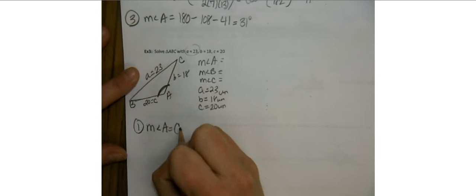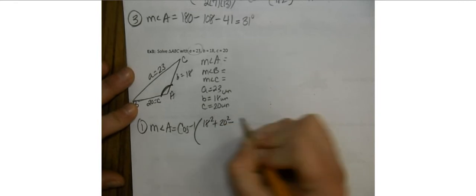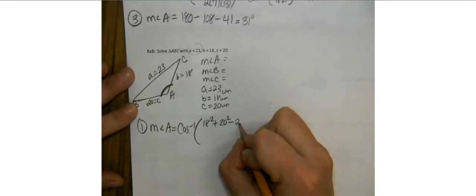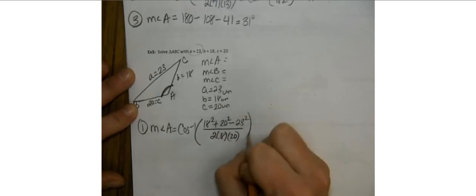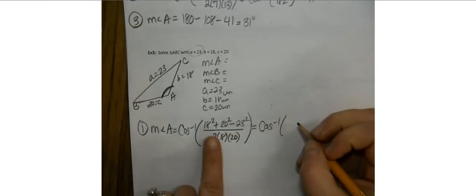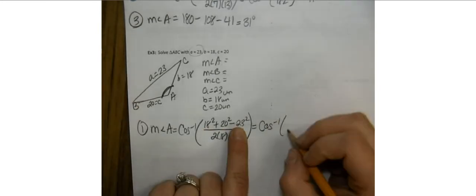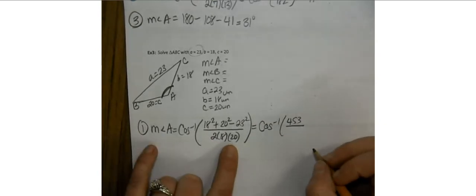So identifying the measure of angle A, I'm going to write that the measure of angle A is equal to the cosine inverse of my other two sides, which is 18 squared plus 20 squared minus my opposite side, and my opposite side is 23 squared, divided by 2 times 18 times 20. I'm going to identify my numerator and denominator individually.